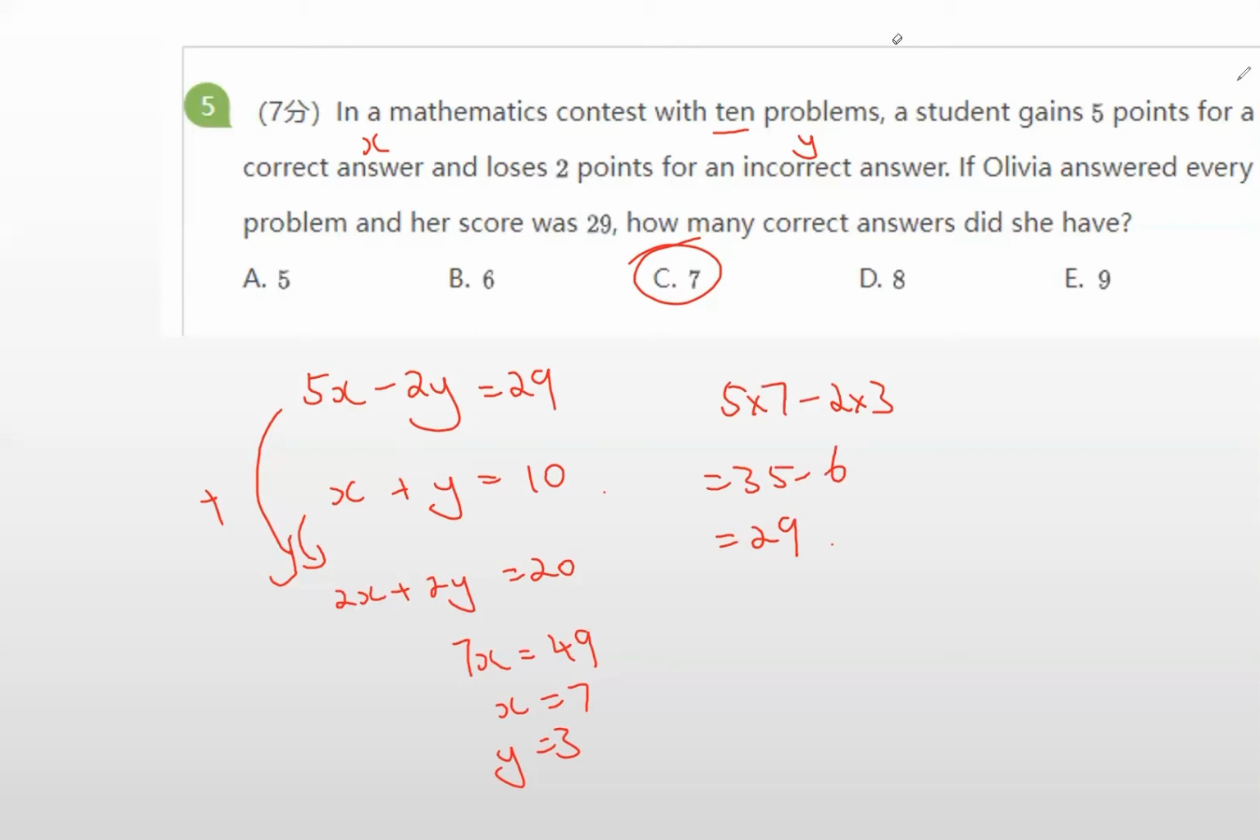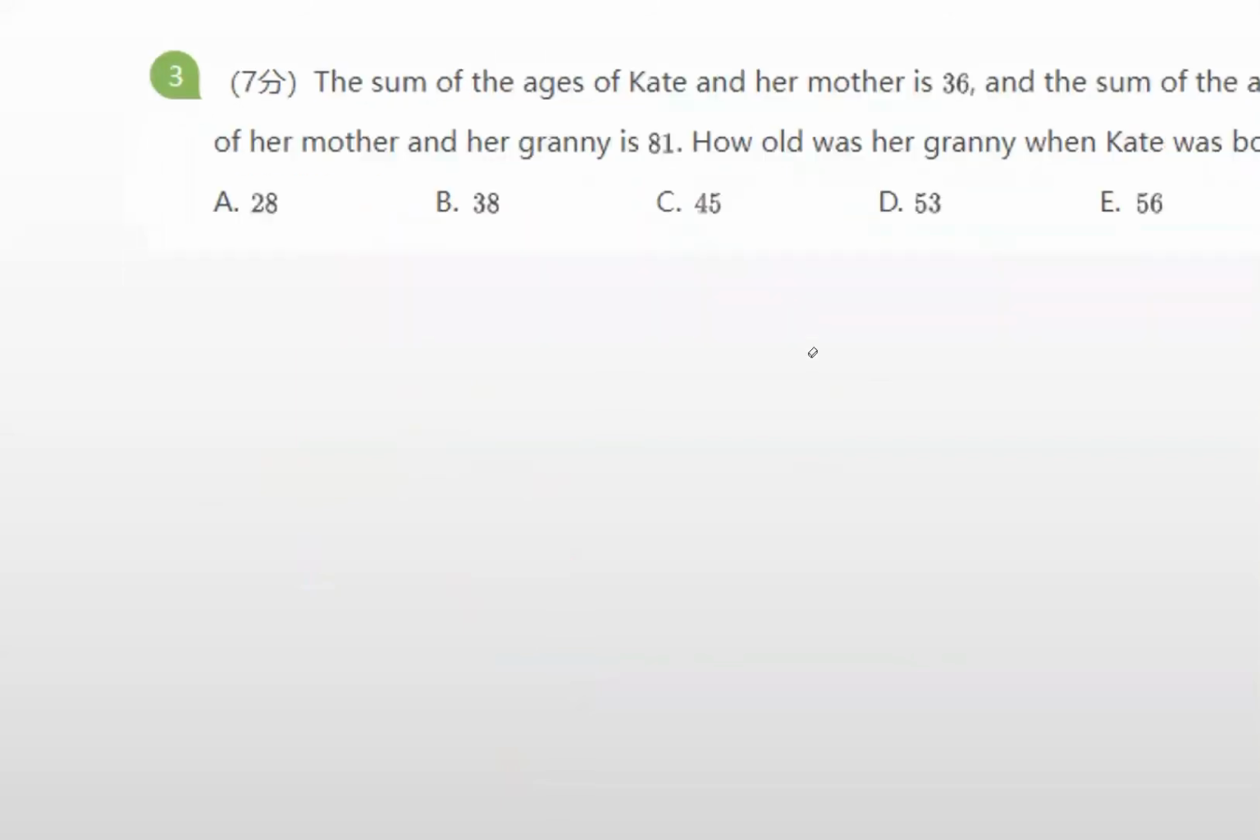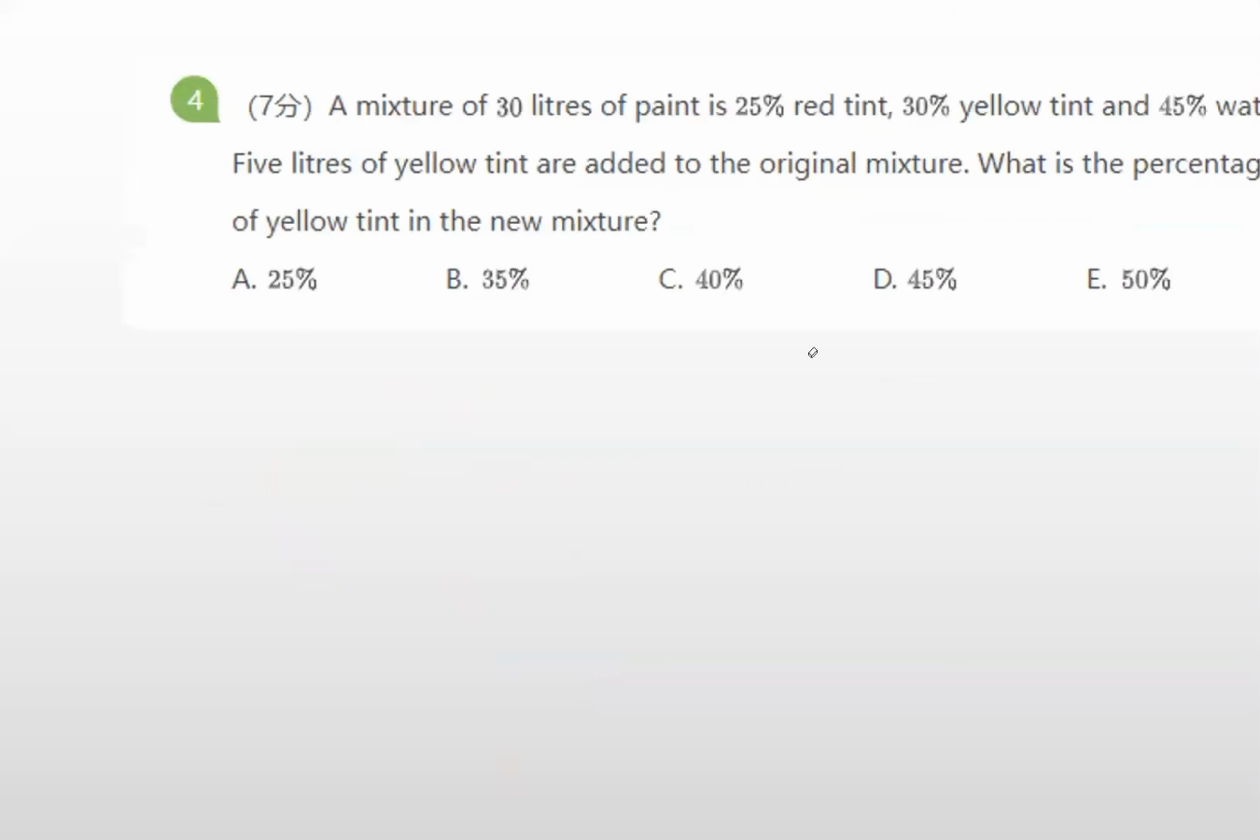So far, so good. What was the answer for the last question? The answer for the last question was, let me just check. Was this one, right? It was 40%. So this question was 40%.